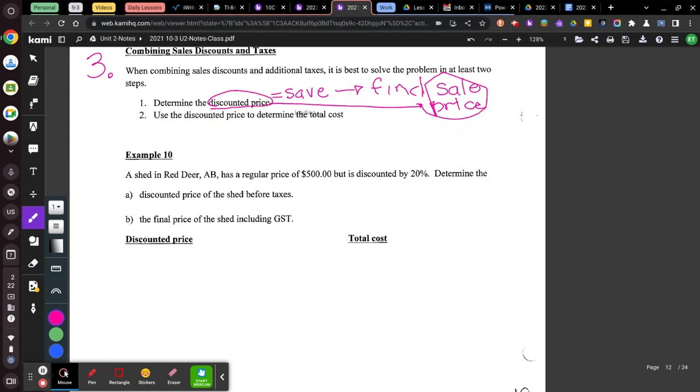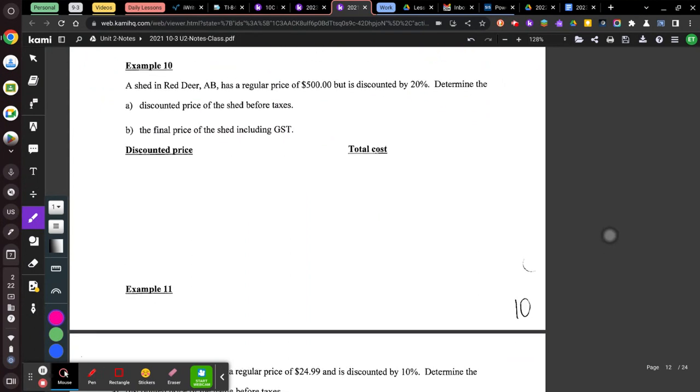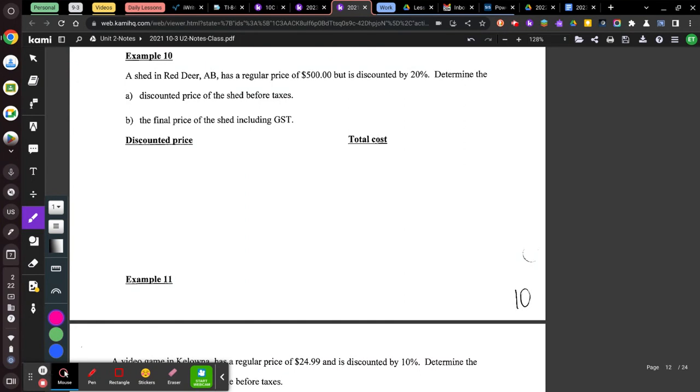So here we go. Here's our example. We have a shed in Red Deer. So we're in Alberta. That means we only have GST. Okay, so we only include GST. But now it says the shed includes the GST, which means I don't have to add it after. Okay? All right, so here we go. Let's figure this out. It wants you to find it including GST. So it doesn't include it originally.